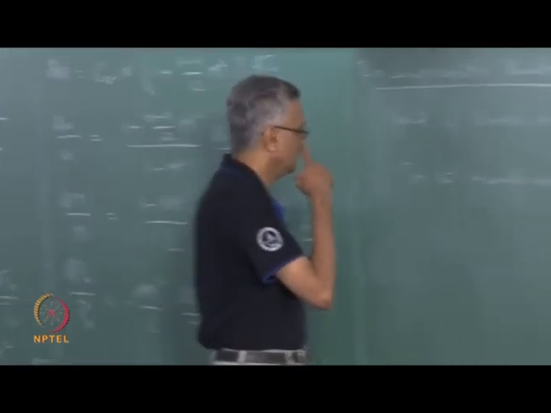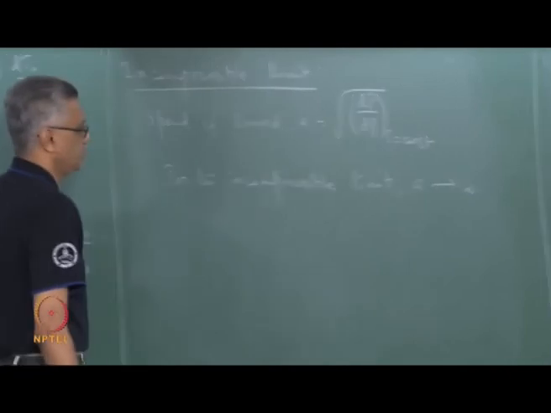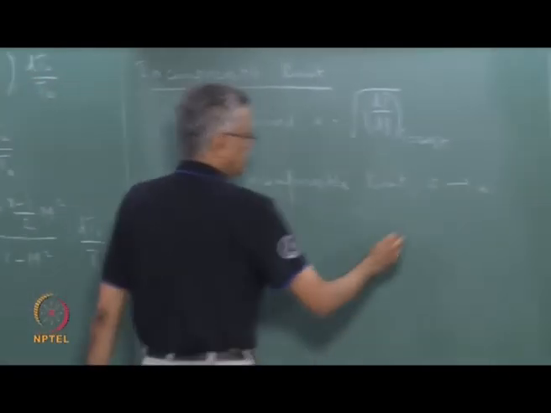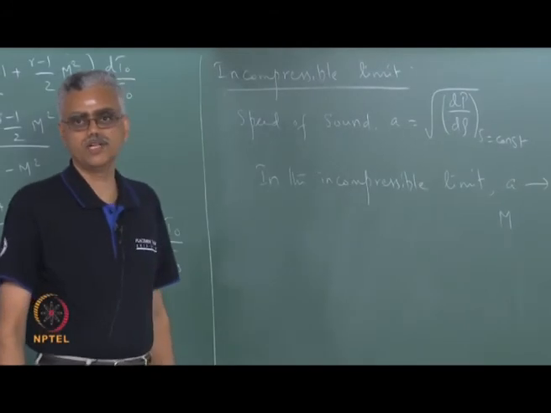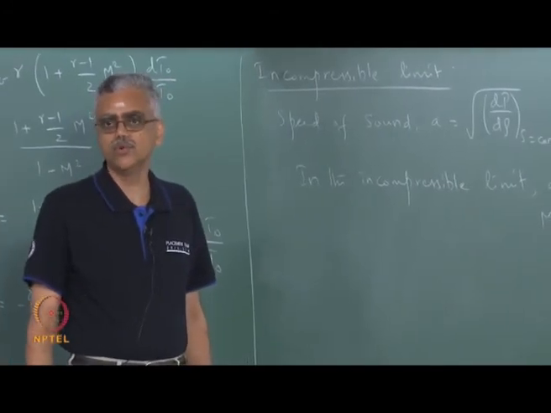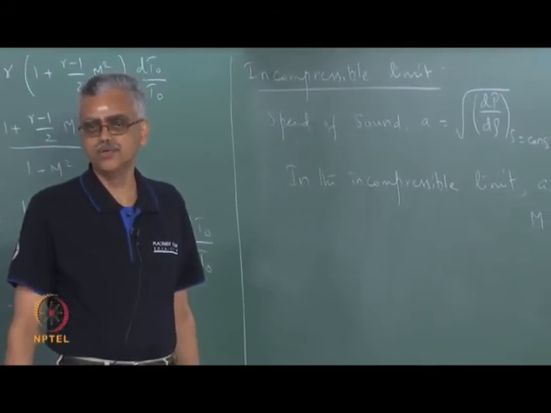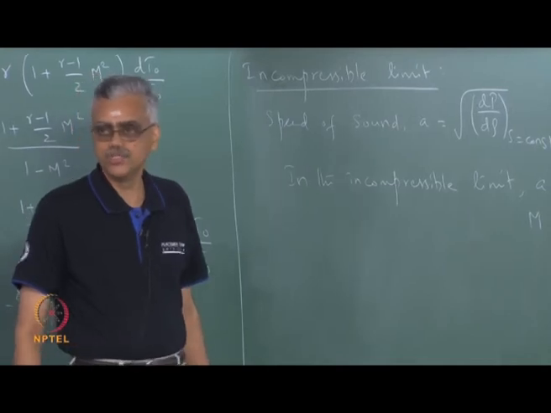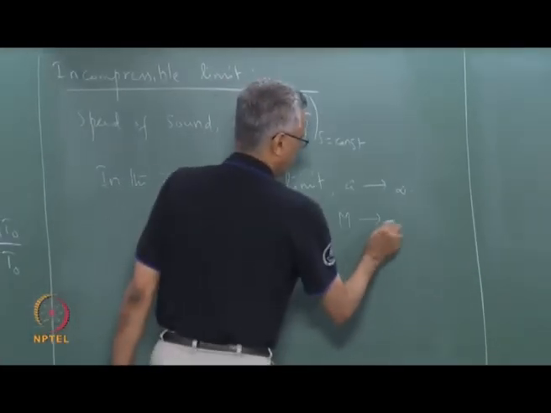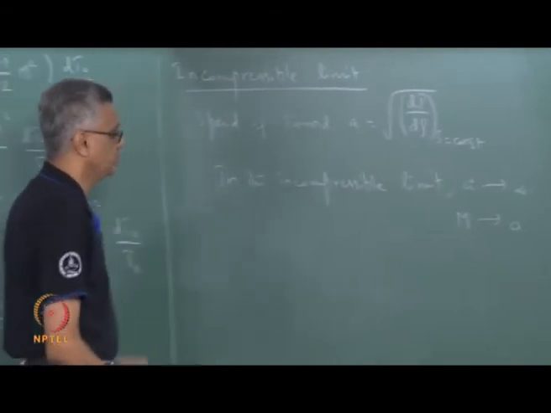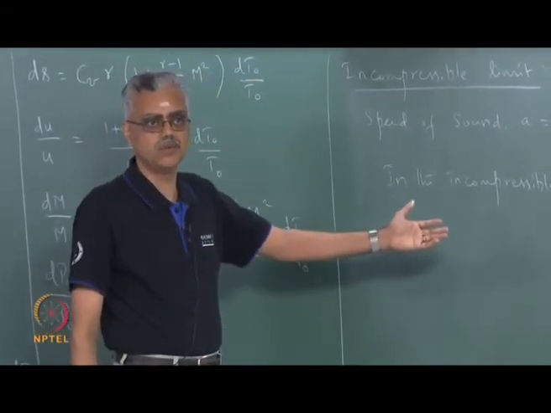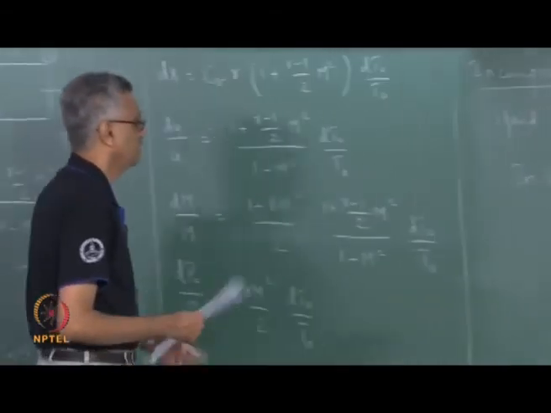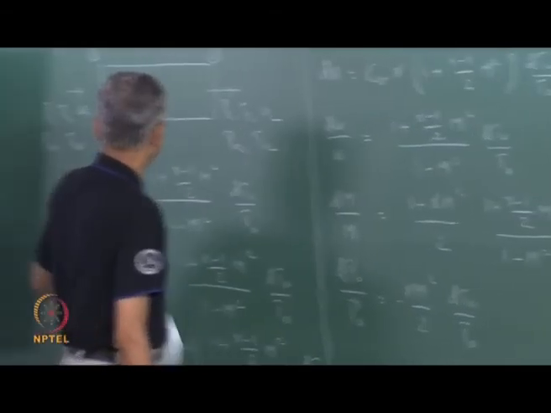Okay, so in the incompressible limit, the speed of sound approaches infinity, which means that the Mach number, what is the Mach number going to do? Mach number is u over a. Irrespective of u, the Mach number is going to approach 0. So that is the incompressible limit, and that is what we are going to do in these equations. We are going to see how these equations behave when we allow the Mach number to go to 0, right. So let us look at the first equation, density.